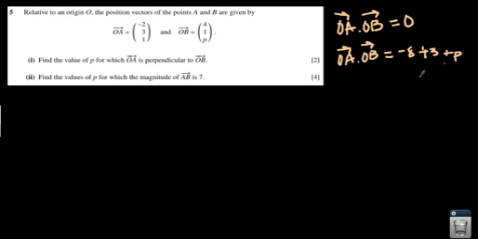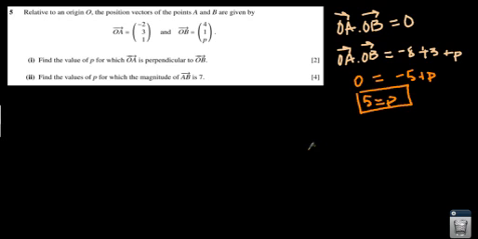Okay, at this point, since it says that they are perpendicular, we are to find the value of P. We set the dot product equal to 0. It's negative 5 plus P, so I'm going to go ahead and add 5 to both sides. So P is equal to positive 5.